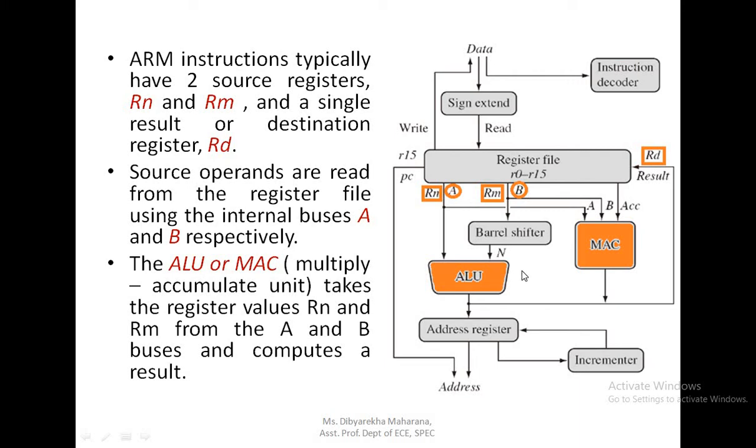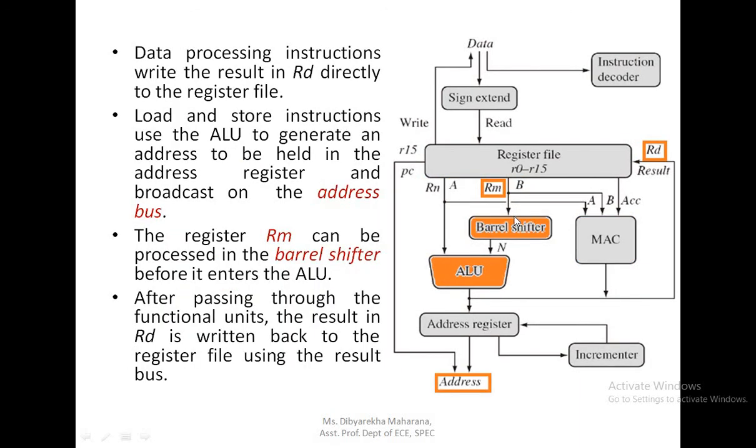The ALU or MAC unit takes the register values Rn and Rm from the A and B buses and computes the result. The data processing instructions write the result in Rd directly to the register file. Load and store instructions use the ALU to generate an address to be held in the address register and broadcast on the address bus.